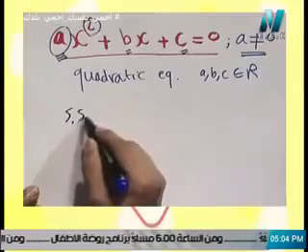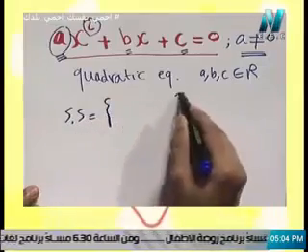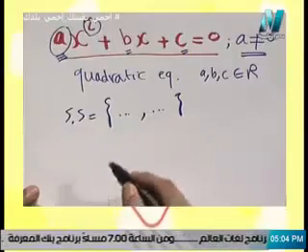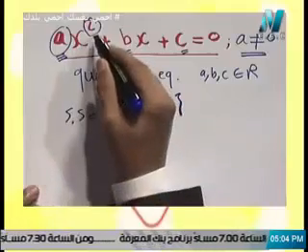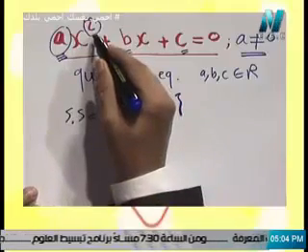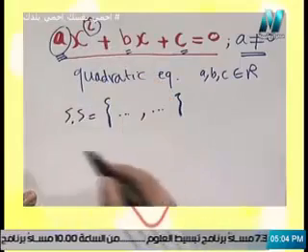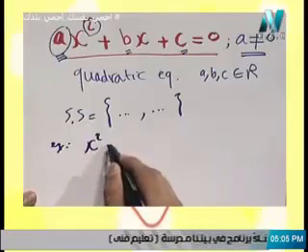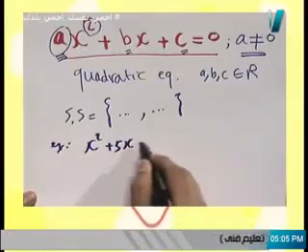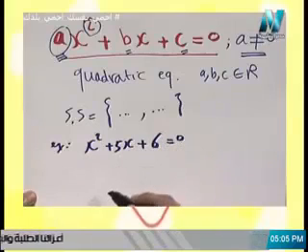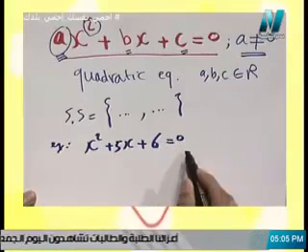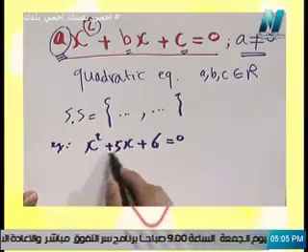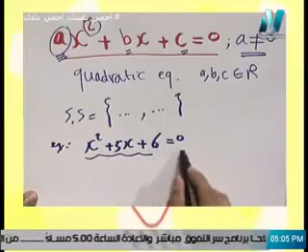Okay, what is the solution of this equation? The solution set of the equation has two solutions, a first solution and a second solution. Why only two solutions? Because it's of second degree. If we have an example, an equation x power 2 plus 5x plus 6 equals 0, and we want to find the solution, we have to find the values of x that make this expression equal 0.